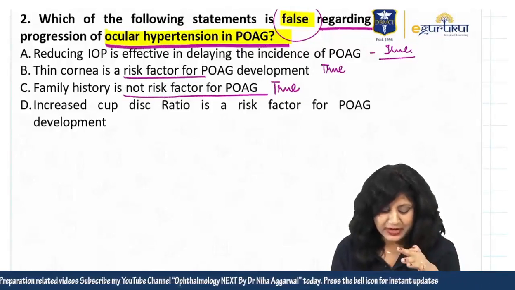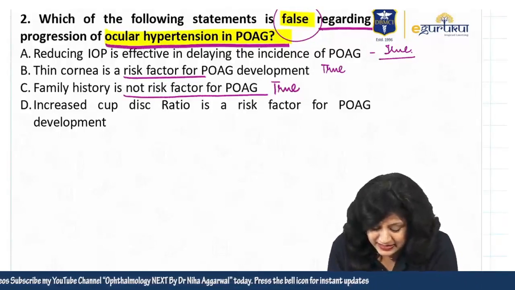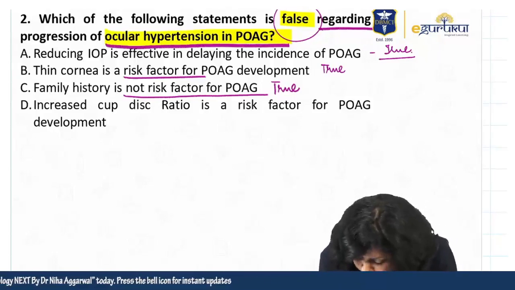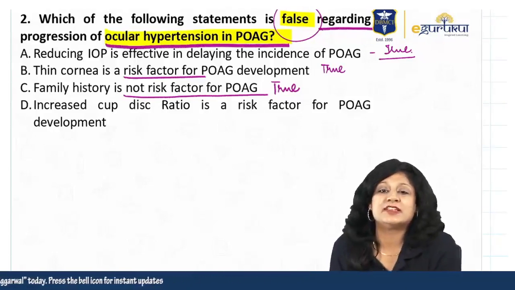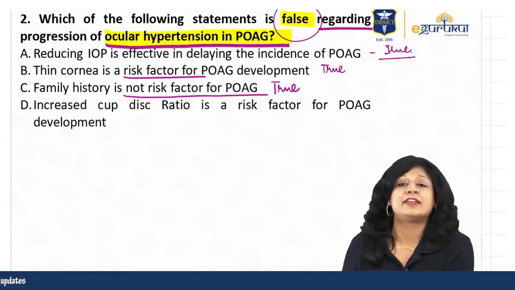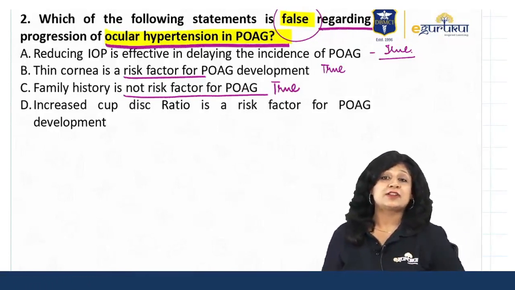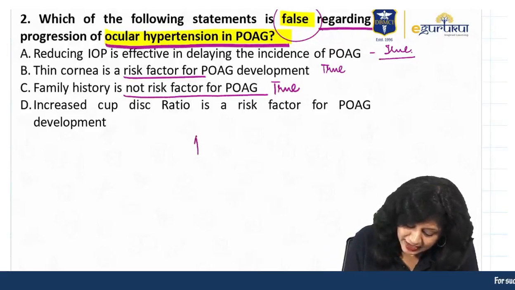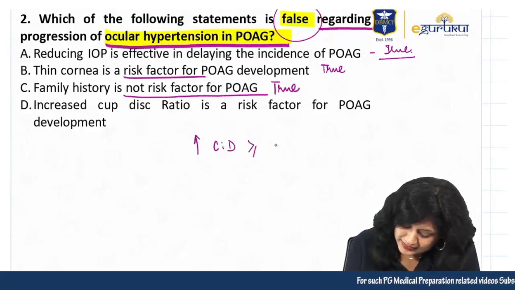So by default, now you are left with option D. Increased CD ratio is a risk factor for POAG development. Now, increased CD ratio is definitely a risk factor for POAG development, if I have an increased CD ratio, that is more than 0.7.